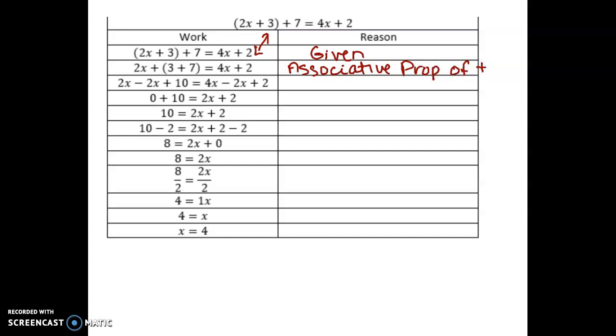Now from here, 3 plus 7 equals 10, so they substituted in there, but there's two things going on here. First, we're substituting: we took what was in the parentheses and substituted in 10. But then it looks like we are also subtracting 2x from both sides of the equation. So this is the subtraction property of equality.